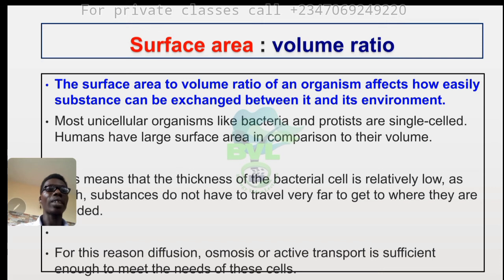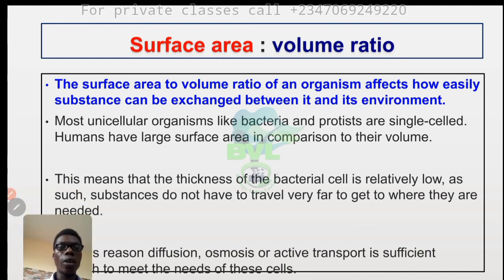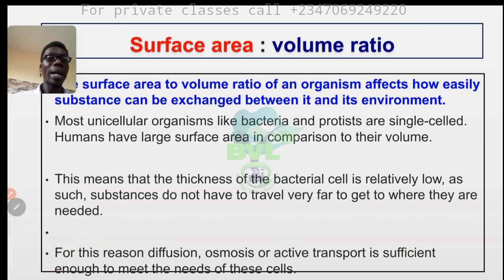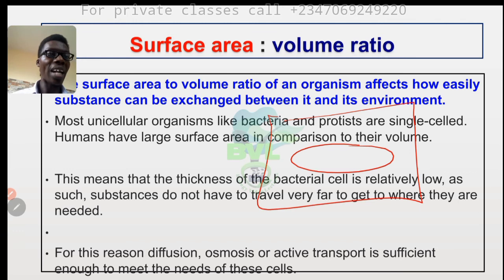Unicellular organisms like bacteria and protists are single-celled. They have a large surface area in comparison to their volume. This means the thickness of the bacteria is relatively very small, just a bacterium cell. As such, substances do not have to travel very far to get to where they are needed. This is the bacteria in some solution. Then it can easily diffuse in because the thickness is very small, so it just goes in, and whatever it needs to get rid of goes out like that.